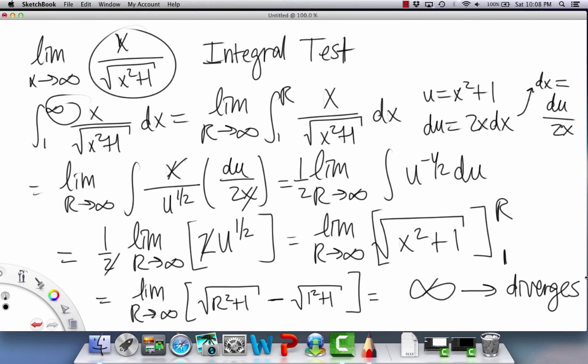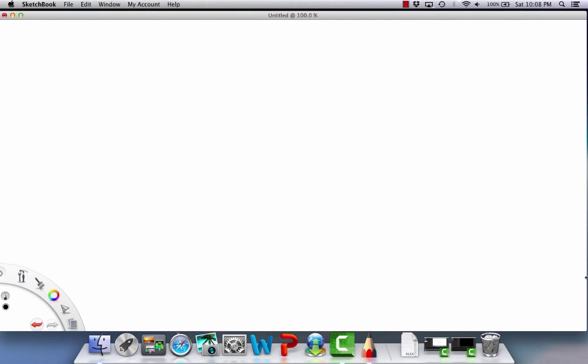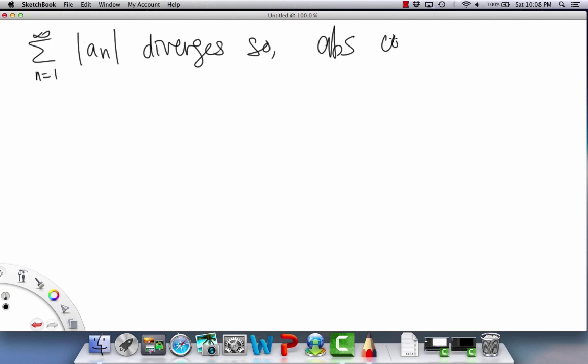And going back, that ultimately means, I'll write that on the next page. This ultimately means that the infinite series of the absolute value of a sub n diverges. So, absolutely convergent, this a sub n is not. Okay, so it's not absolutely convergent. Okay, so now we're going to check for conditional convergence.